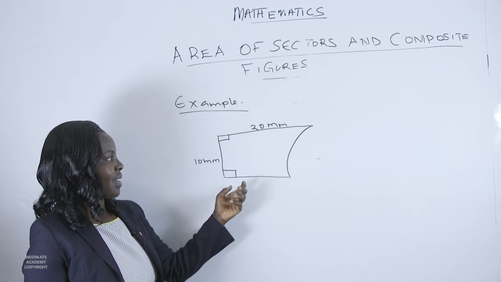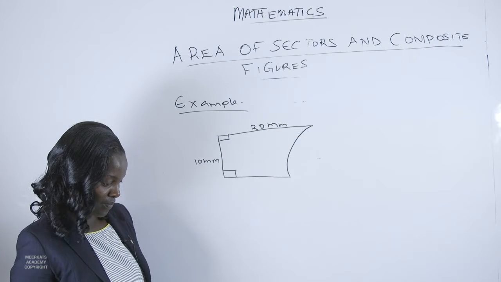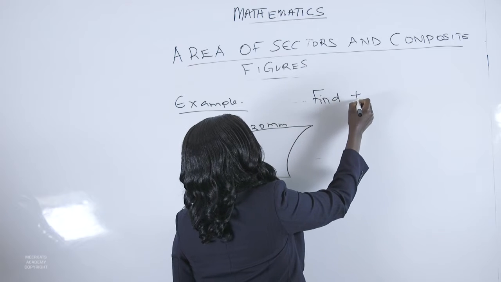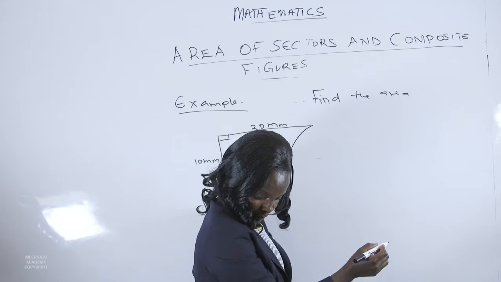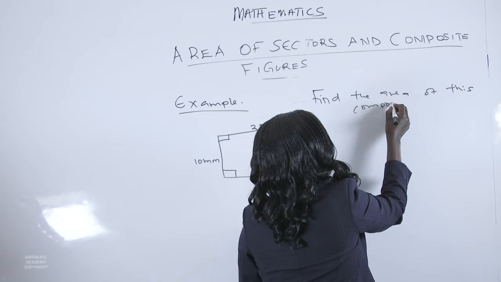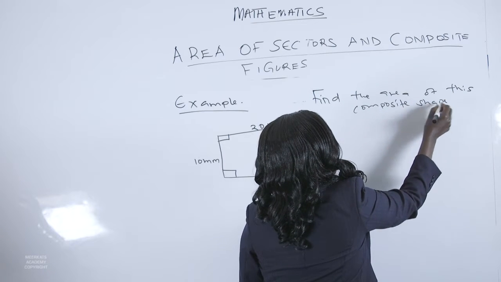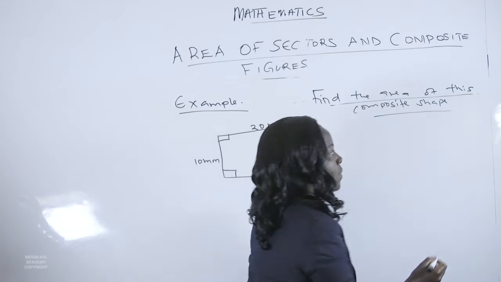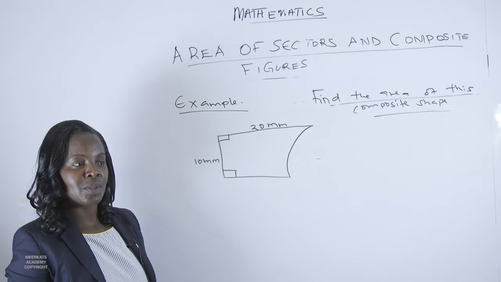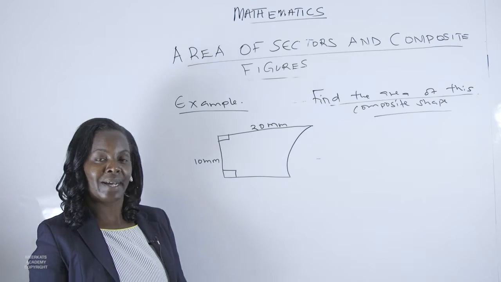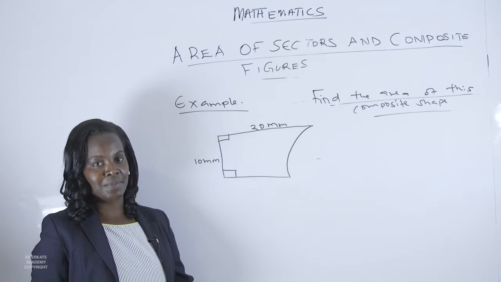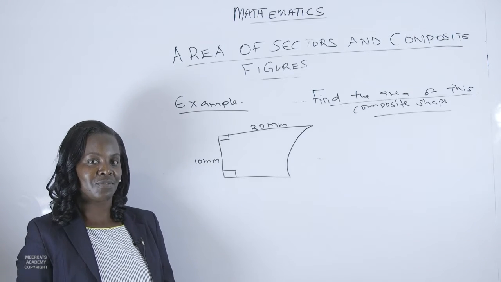So this is a figure, a composite figure. You are told to find the area of this composite shape. So the first thing that you need to understand, or you need to find out when you are asked to find the area of a composite figure, is to identify the basic shapes that make up that composite figure.